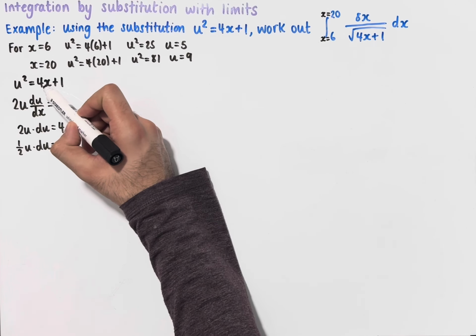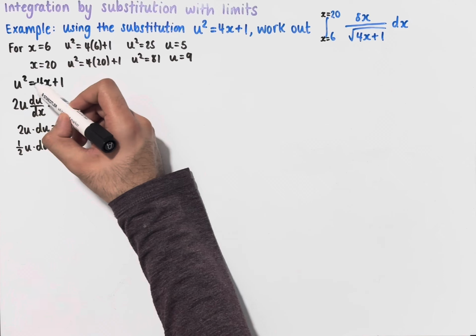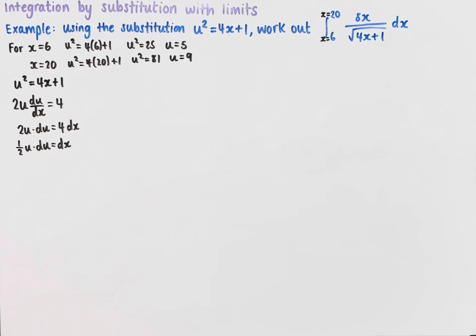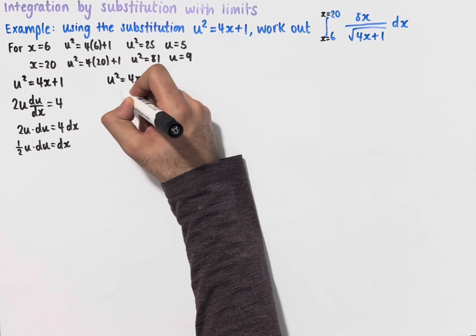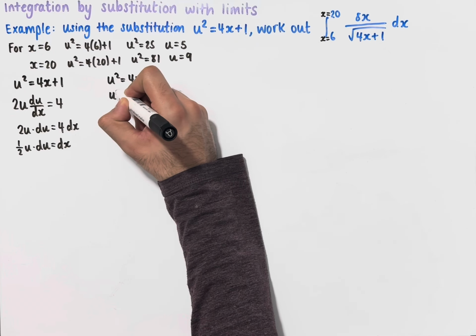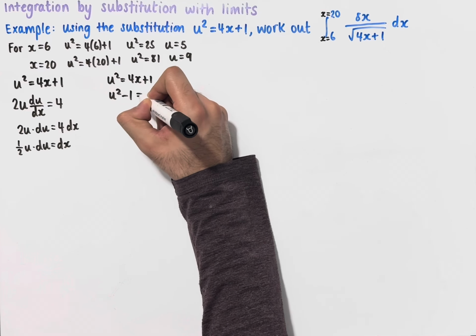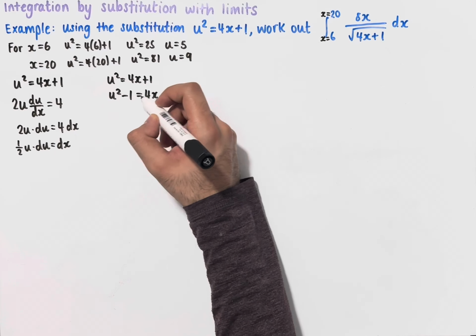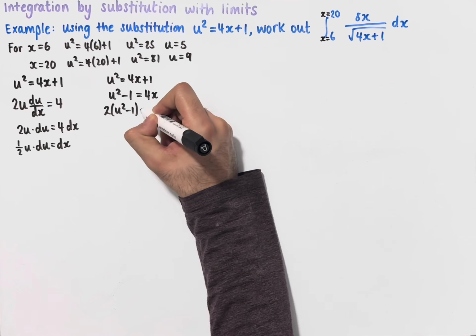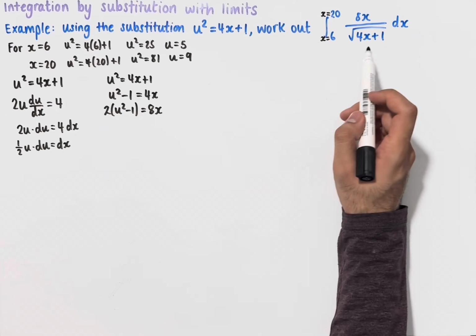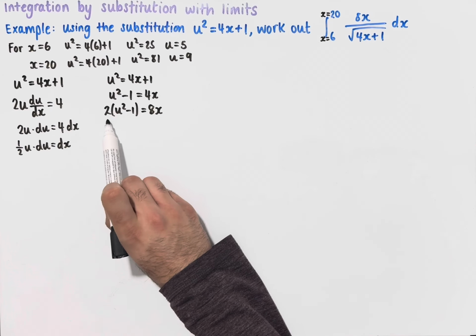We look at the function we're trying to integrate, we can see the numerator is 8x. We can obtain 8x in terms of u using our substitution by rearranging. So starting with u squared equals 4x plus 1, we take away 1 from both sides, we end up with u squared minus 1 equals 4x. And now if we multiply both sides by 2, we end up with 2 times u squared minus 1 equals 8x, and so we now have the numerator written in terms of u.